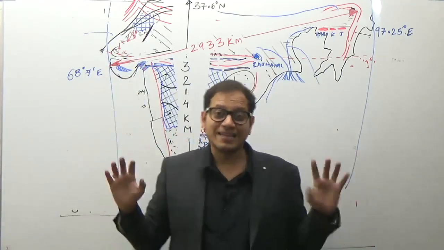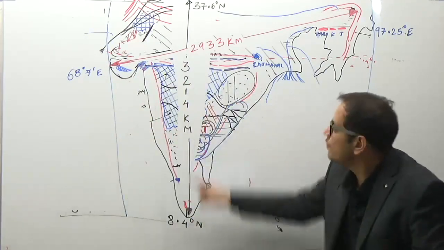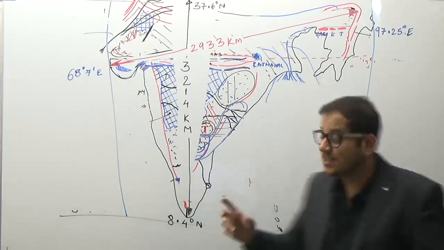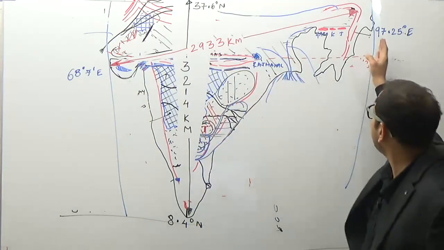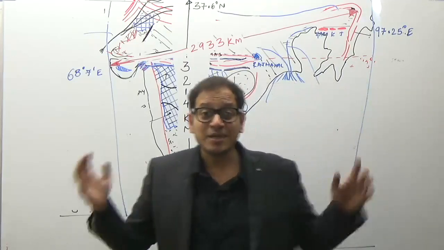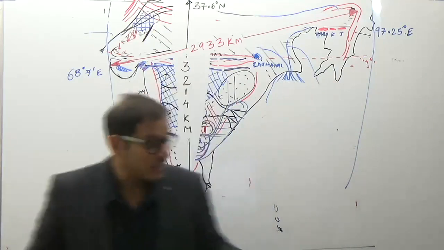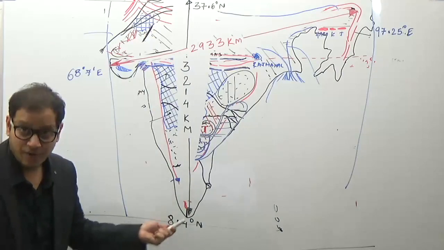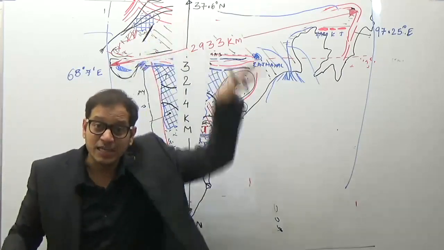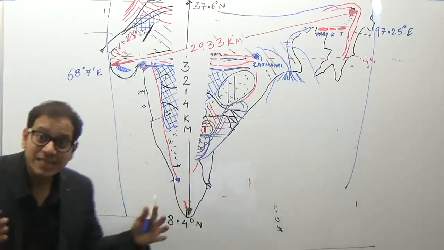Now look here at an interesting fact. The difference between 8.4 and 37.6 is somewhere around 30 degrees. That means the extent of India in terms of latitude from north to south is around 30 degrees. Are you getting me? 8.4 to 37.6. What is the latitudinal extent of India? Somewhat around 30 degrees.